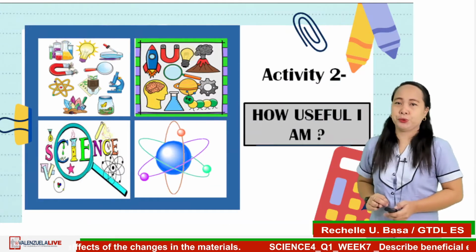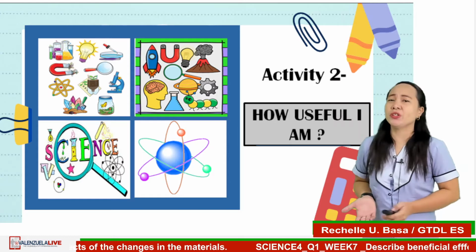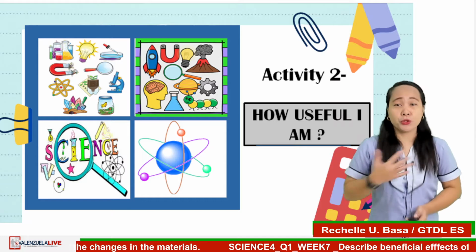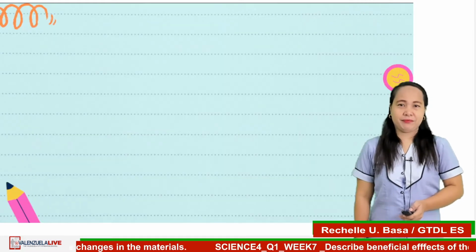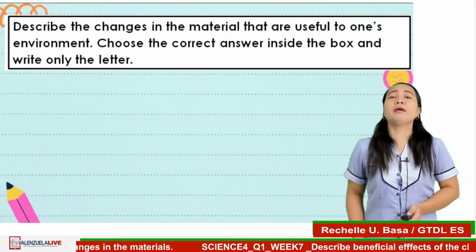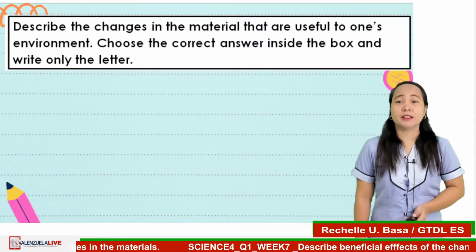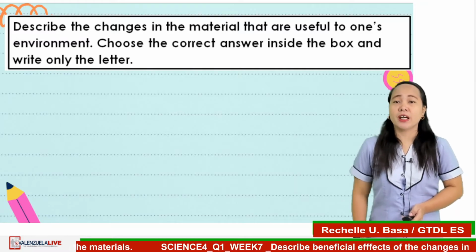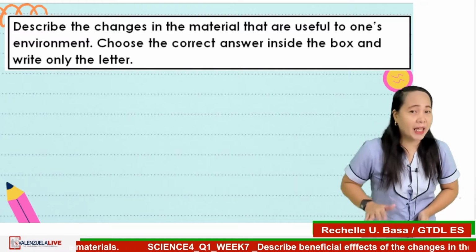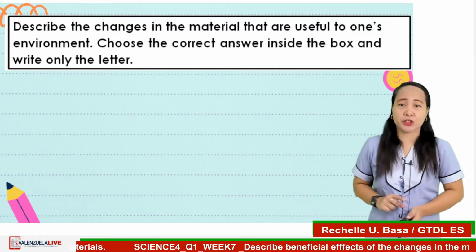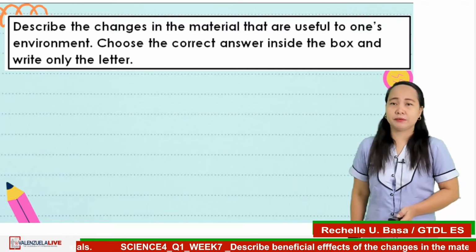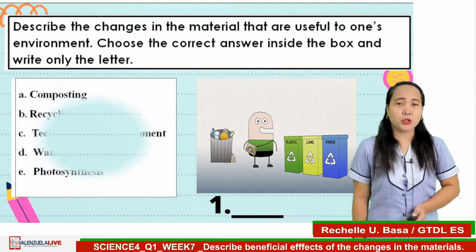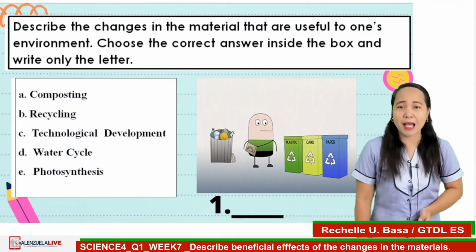Activity number 2. I think you are enjoying, grade 4 learners. And for the second activity, how useful I am. Describe the changes in the material that are useful to one's environment. Choose the correct answer inside the box and type the letter in the comment section below. For number 1, what do you think is the picture all about?